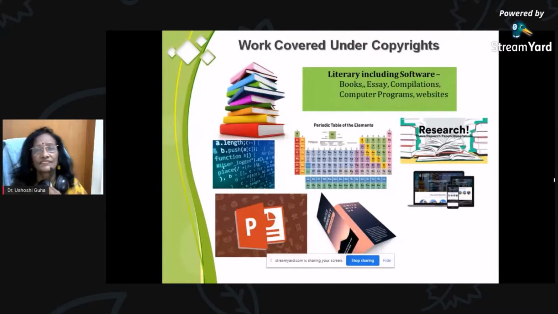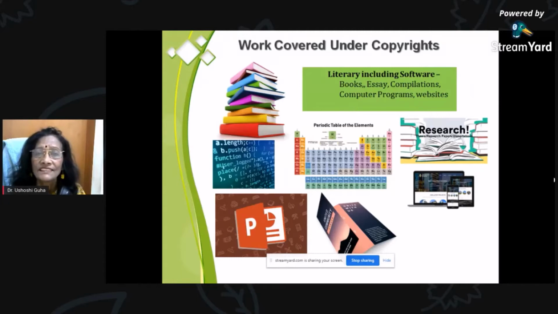What are the works that are covered under copyright? I believe all of us know about it, but still, I have displayed it here. First is the literary category of copyright. It includes software, books, essays, compilations, computer programs, websites, all this.